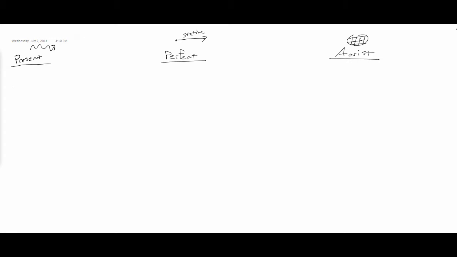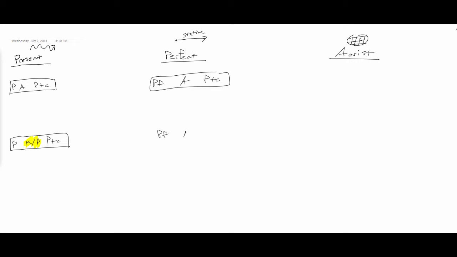Now, when it comes to the present, you have a present active participle, and you have a present middle passive participle. Notice that. Present active, present middle passive. So just like with the indicative mood, you have a participle that shares forms between the middle and passive voice. For the perfect, we have a perfect active participle, and then we have a perfect middle passive participle. Again, the reason I'm doing it in this order is to highlight that similarity, where the perfect also has a shared middle passive form like the present.